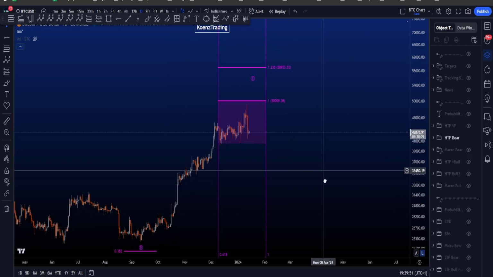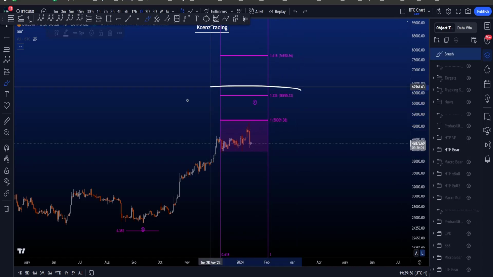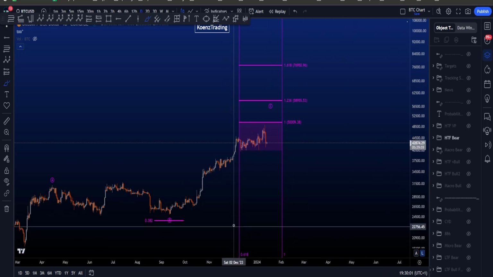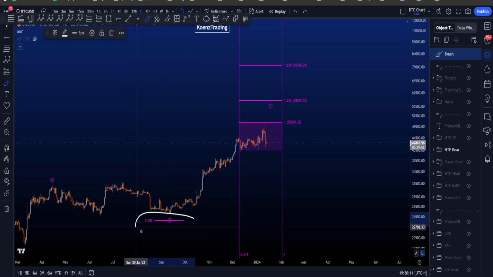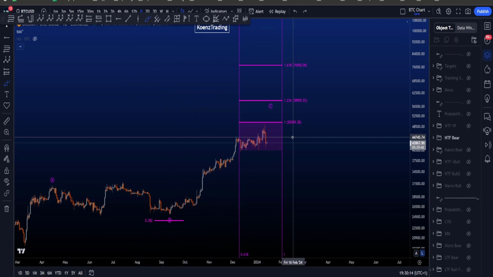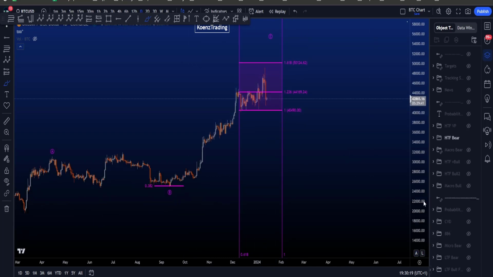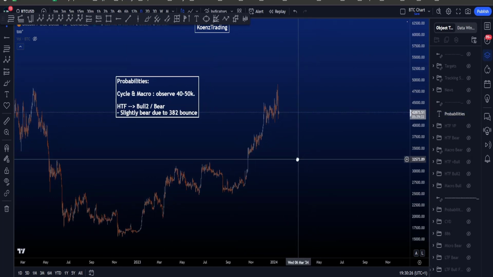If I switch to the logarithmic chart, however, then you can see that the targets for this wave C are much higher. The 1 to the 1.236 is now between 50k and 59k. However, what I don't like on the logarithmic chart is that the 0.382 is now not touching the lows over here. So this wave B did not reach the 0.382, which is not something I like to see. So if price is moving to the upside to these levels, it might increase the probabilities for the bullish scenario.